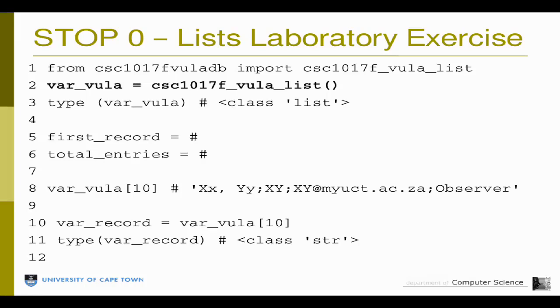As I mentioned earlier, there's a new function. If you look at the updated version of the lab exercise, we've included a new function called CSC1017F underscore Vula list. You don't have to invoke it with any arguments or any actual parameters. All you have to do is download the Python file, the CSC1017F vuladb.py file, and save it into the directory where you normally save your module files, right? Then, as you are attempting the questions in the laboratory exercise, you should just issue an import statement, and then you can invoke the function just like this. Essentially, what this does is it returns a list. And this stuff is easy.